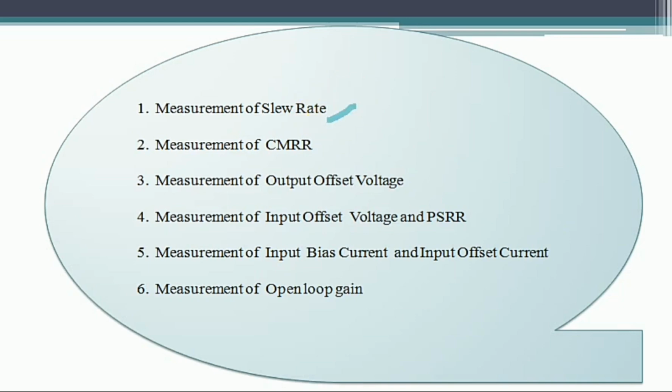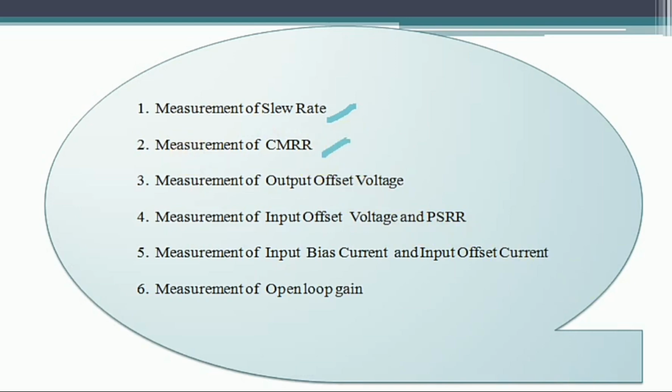We have already discussed how to measure the slew rate. In the previous video we saw what slew rate is, what its waveform looks like, and how to derive the slew rate equation for a particular application circuit. The slew rate is measured by considering a voltage follower application circuit, which was also discussed previously.